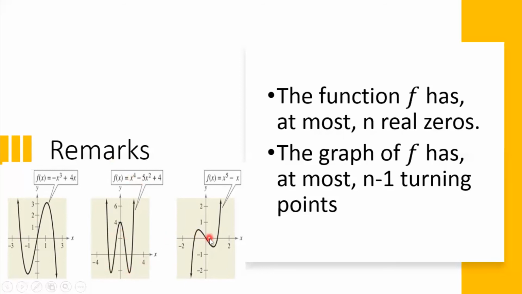Okay? How about this one? We have 5. So 5 minus 1. So we should expect what? 5 minus 1, it is 4, right? But we only have 2 turning points. That's why we use the words "at most." It should be less than or equal to n minus 1. So in this case, we only have 2 turning points. At most, meaning less than or equal to.